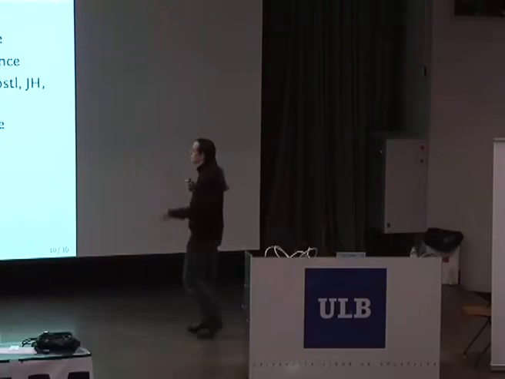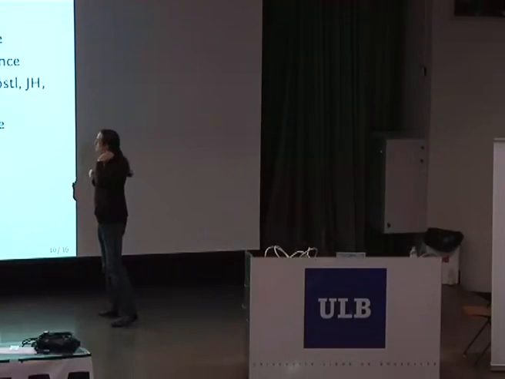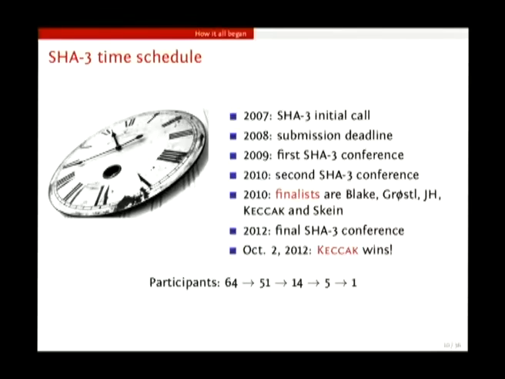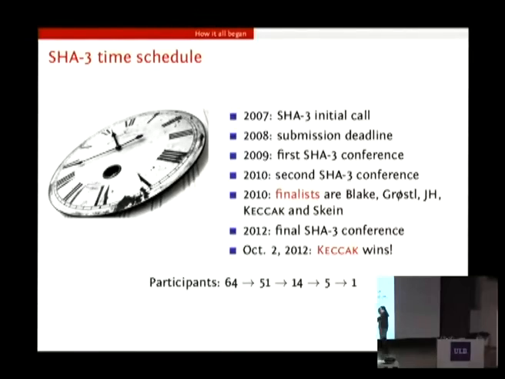And the deadline is like this. So the first competition started in 2007, the first conference in 2009. So there was actually a selection process. And after 3 conferences, the list selected first 14 second round candidates, then finally 5 third round candidates, and then recently, in October 2012, they selected Keccak.